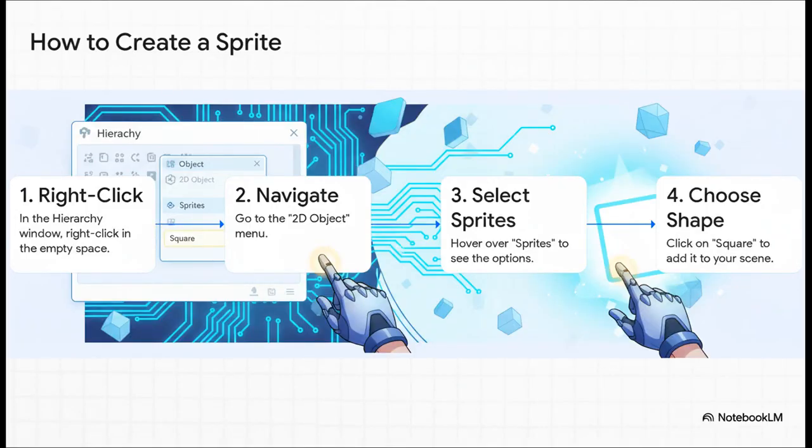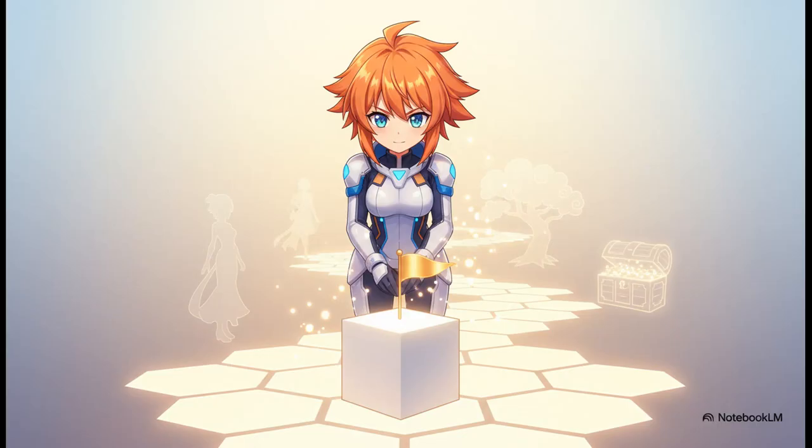Okay, to make our first object, just move your mouse over into the hierarchy window, into that empty space, and right-click. A menu will pop up. From there, just hover your mouse over 2D object, then slide over to Sprites, and finally click on Square. And boom! Just like that, you should see a new object called Square pop into your hierarchy, and a white square should appear right in the middle of your scene view. And there you have it. Seriously, congratulations! You have officially created your very first game object in Unity. I know, it's just a square, but this is a huge deal.